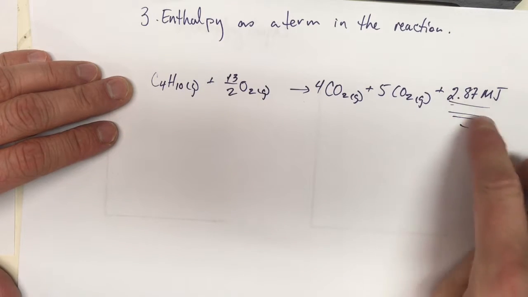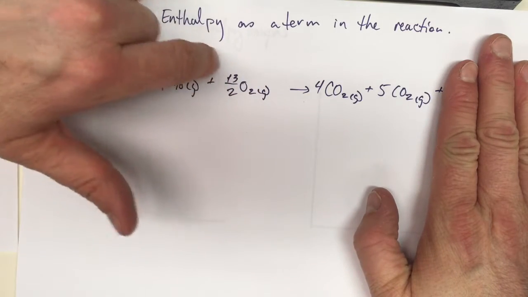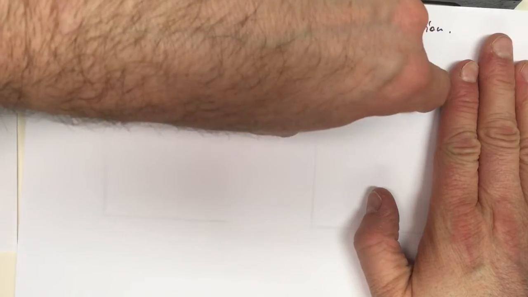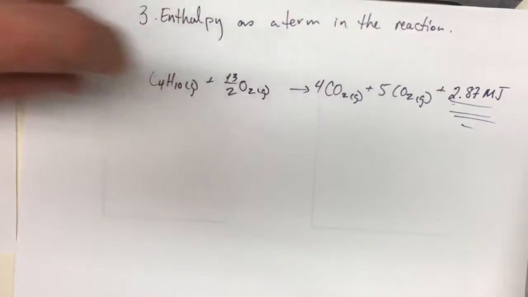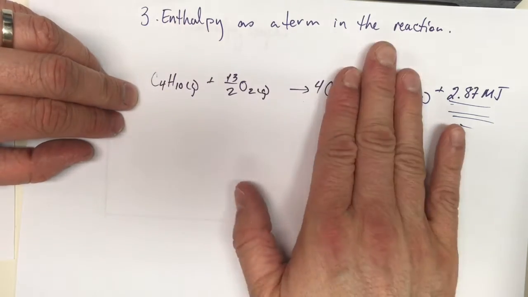If we consider this as heat, then we can see that the chemical potential energy here must be greater than the chemical potential here because this is giving off this energy. So there's more energy in chemical potential in the reactants than in the products.